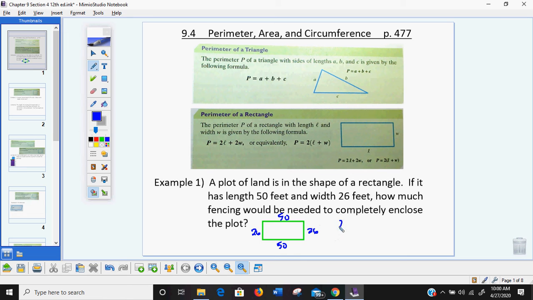the formula. 2 times the length would be 2 times 50, plus 2 times the width would be 2 times 26, and that's going to give us our perimeter, the distance around. That's going to be 100 plus 52, so the perimeter is equal to 152. Let's do another one.